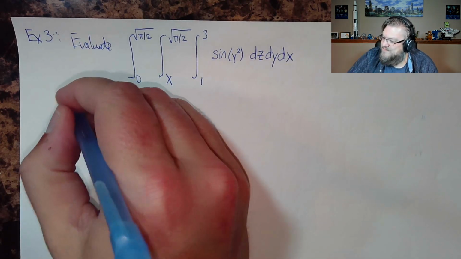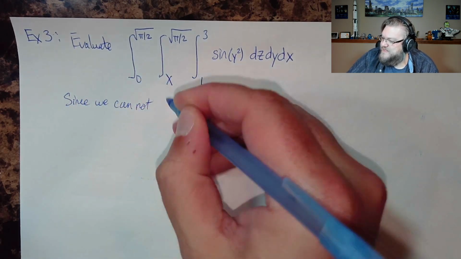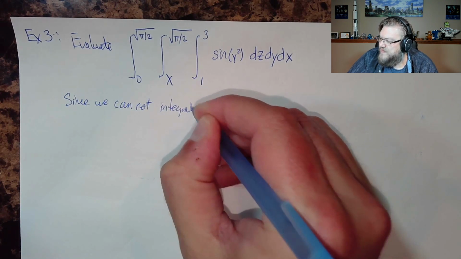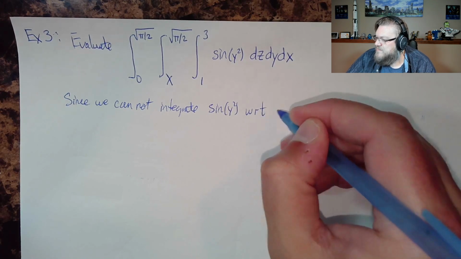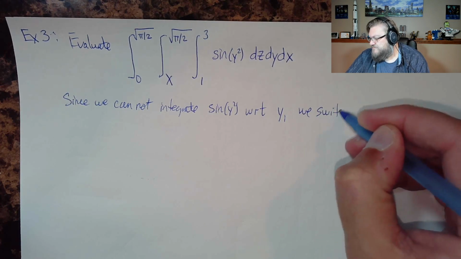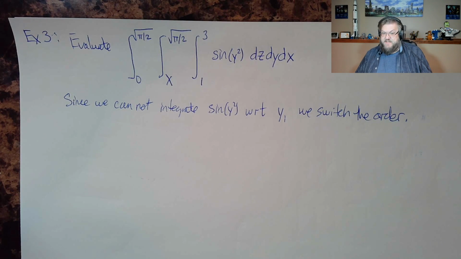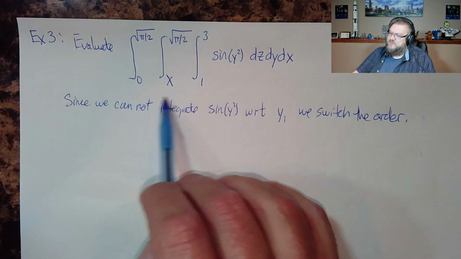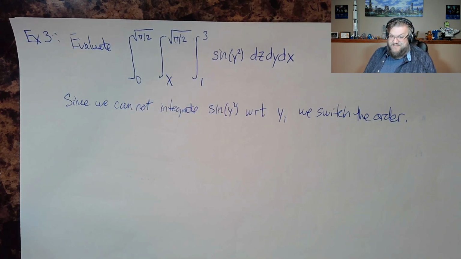That's usually what happens, right? So since we cannot integrate sine of y squared with respect to y, we switch the order. Okay. Now that's not as easy as it sounds. Oh, it's just like switch the order. Well, I do need to get a hold of what this looks like three-dimensionally and then see what that looks like, right? So I still need to get a visual of what's going on here, right?